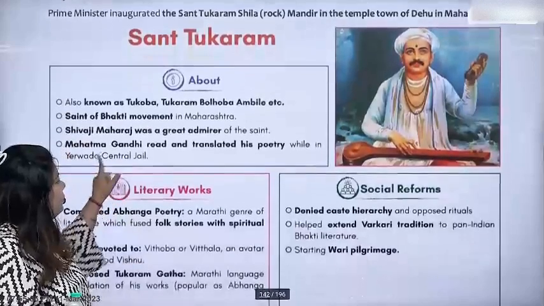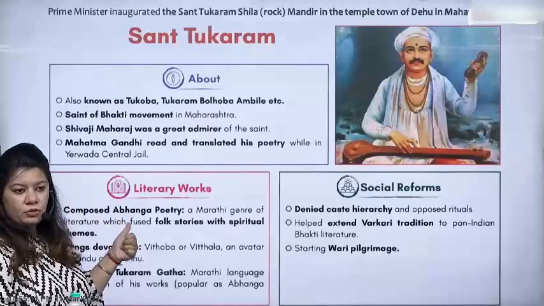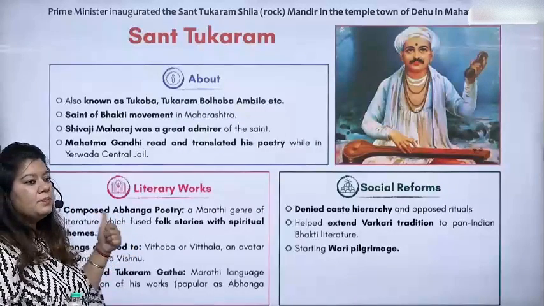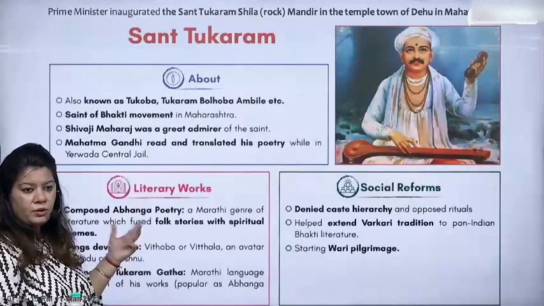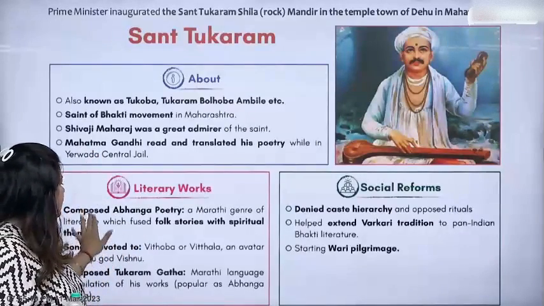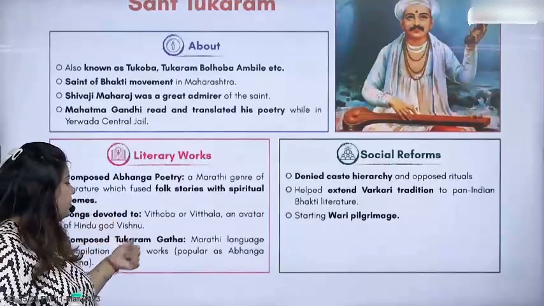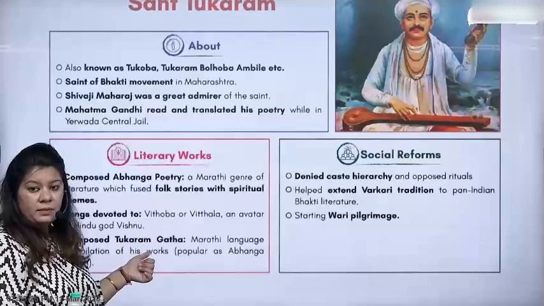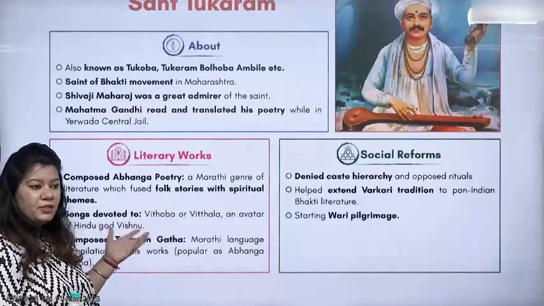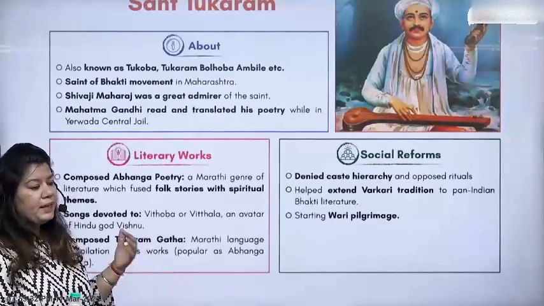So what you have to do, if any Bhakti saint is there, he is a devotee of which god? He is primarily located in which region, or he taught in which region? So he is from Maharashtra. He composed Abhanga poetry. He is devoted to Lord Vitthal, to which the Varkari tradition is also ascribed. The Varkari tradition is where Lord Vitthal is worshipped.